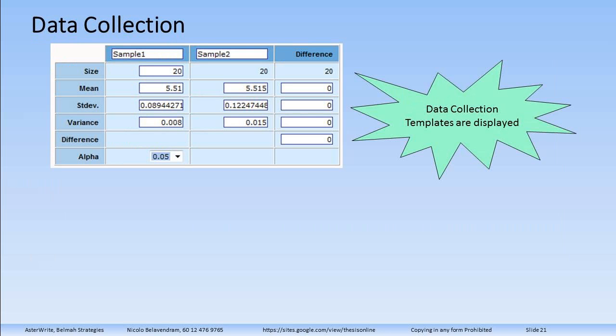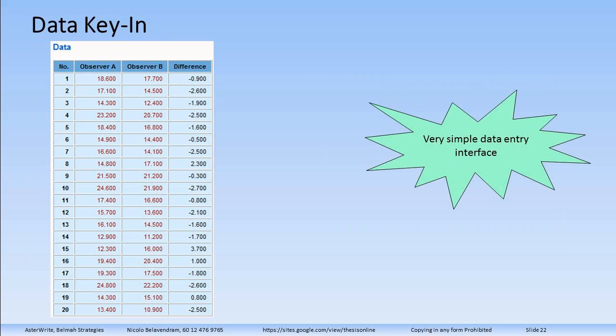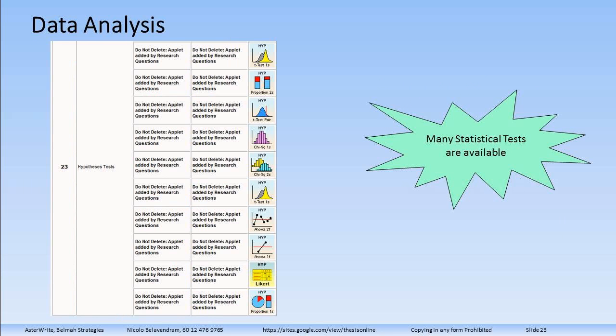Once a statistical hypothesis test is selected, the data structure is available immediately. You can take account of this in developing your research strategy, research design, and research methodology. You can then enter your data in a very simple way. Note that many hypothesis tests are available at the research questions stage. A sample of these is shown here. Most theses only need a few research questions.